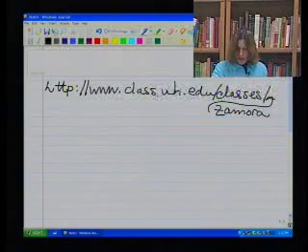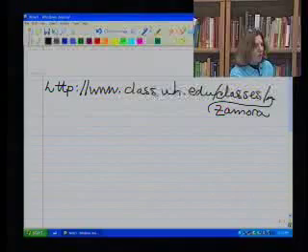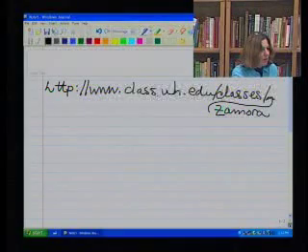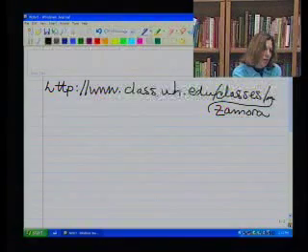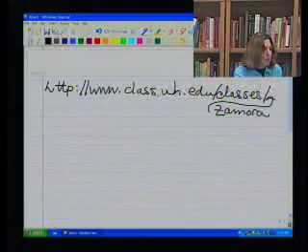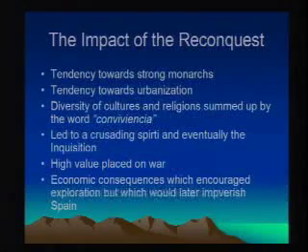Before I get to the main topic at hand, since it's so related to what we were talking about last week, let me very briefly go over the outlines that connected to what I talked about last week. So we started last week by finishing up on the European and Iberian background to the foundation, the founding, exploration and conquest of Latin America. We talked about the conquest of the Aztecs, and that's pretty much what I finished up with, and I need today to pick up with the Spanish colonizing project.